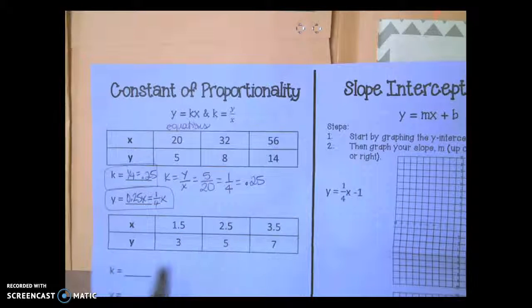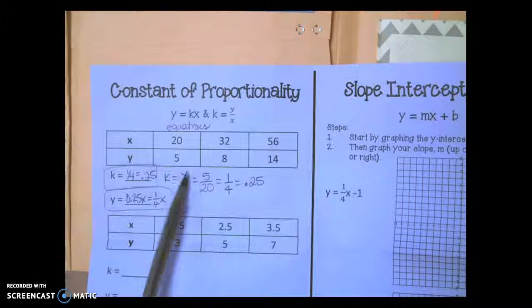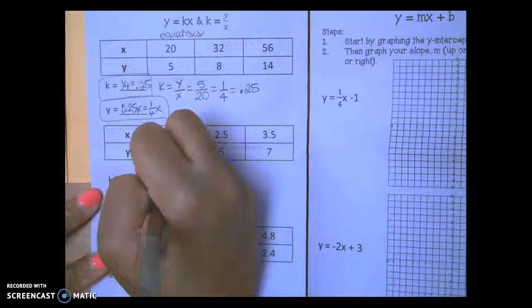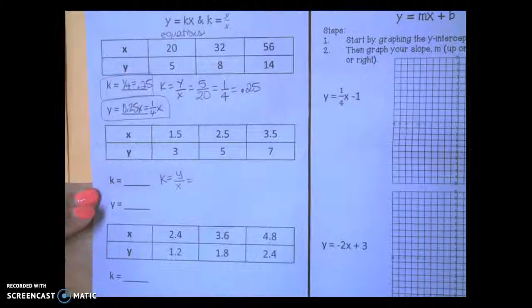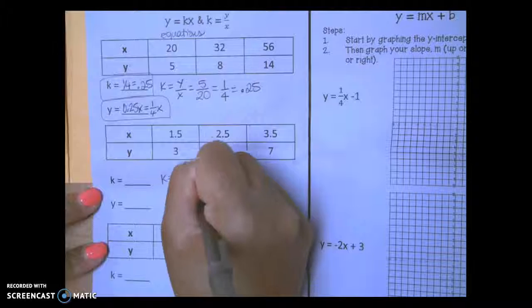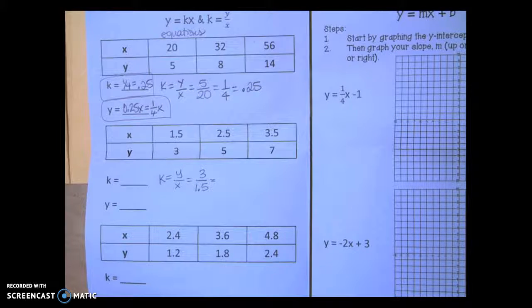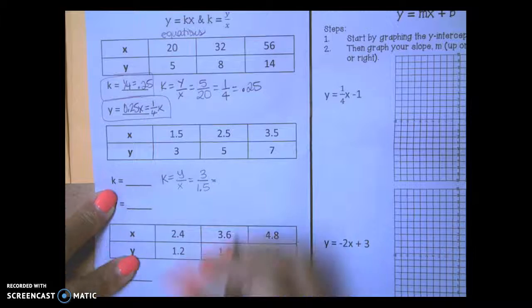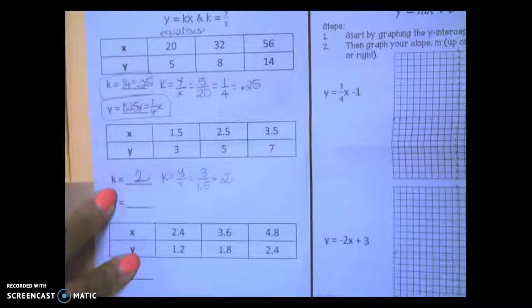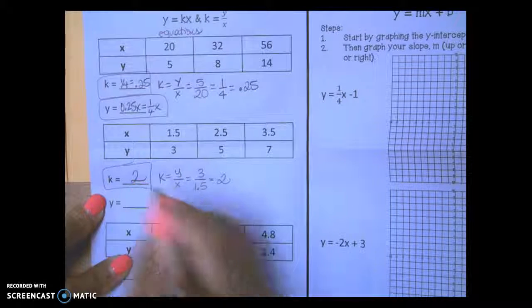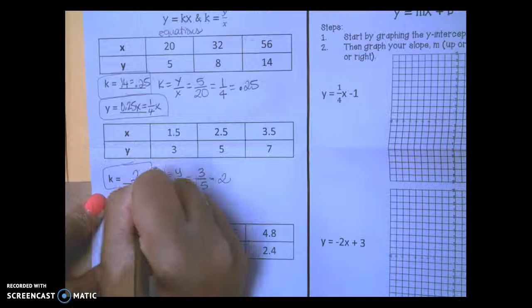All right. So now for this one, what am I going to do? I have to look at my example above and apply the same steps. The only thing that changes is the numbers. So what goes here? Good. Then what? 3 over 4.5. Good. Then what? Good, 2. Stay focused, ladies and gentlemen. Okay, I'm back on track. Now, y equals what? Y equals 2x. Good.